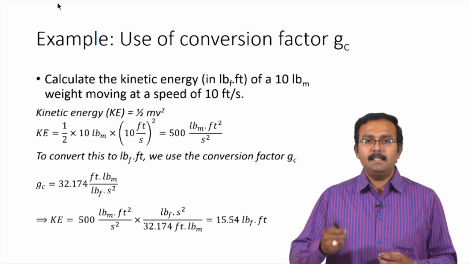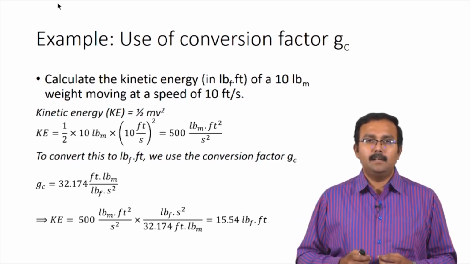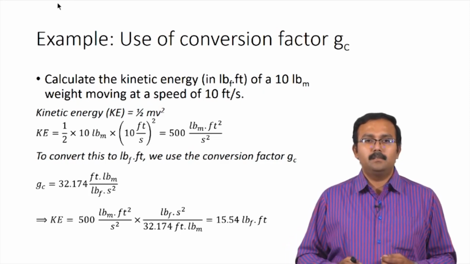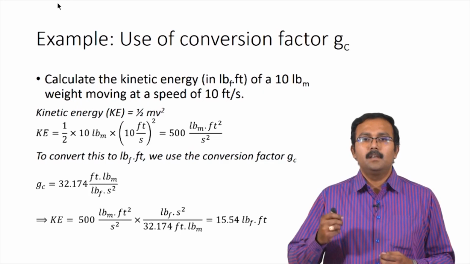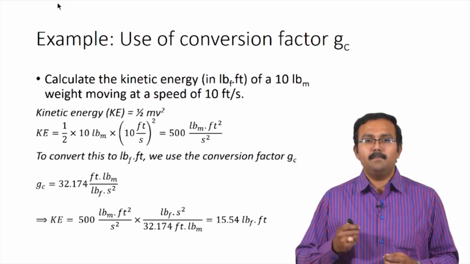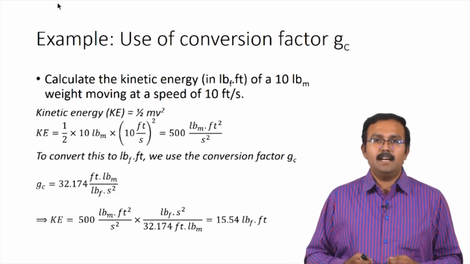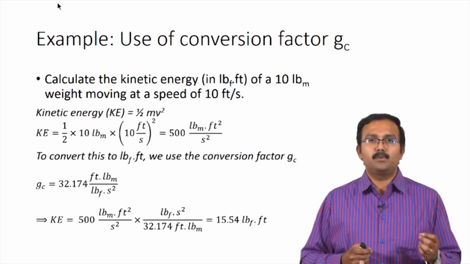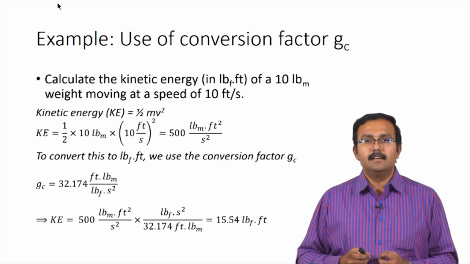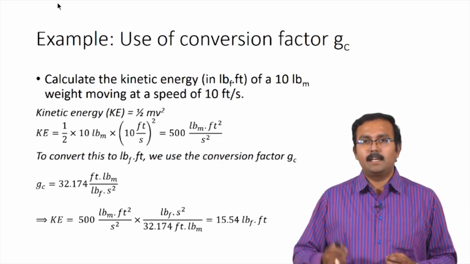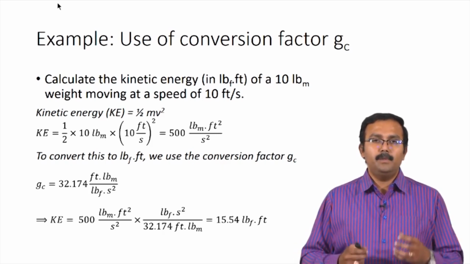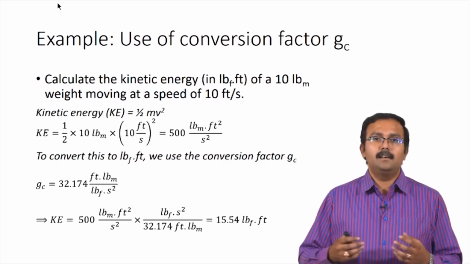So, we apply this gc to the earlier value, thereby we get 500 pound mass feet squared per second squared times pound force second squared divided by 32.174 feet pound mass. Basically, what we have done here is divided the kinetic energy calculated in pound mass feet squared per second squared by gc, giving a final value for kinetic energy of 15.54 pound force times feet. Hopefully with this you understand how to apply this conversion factor.